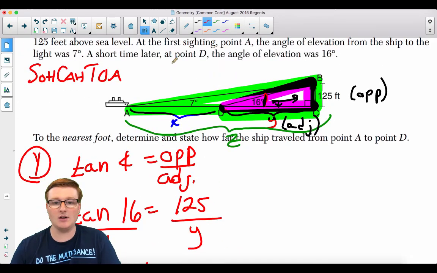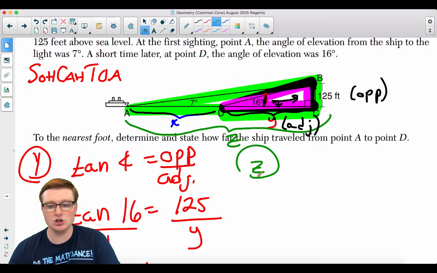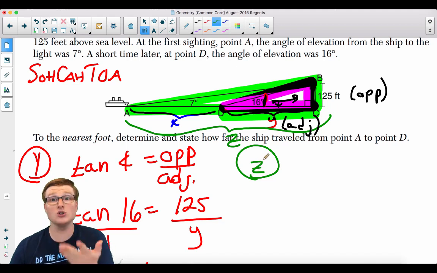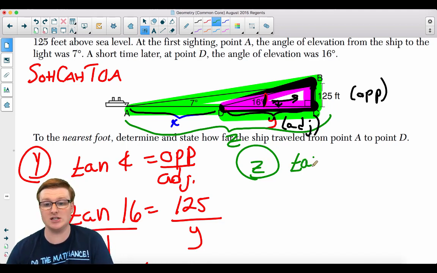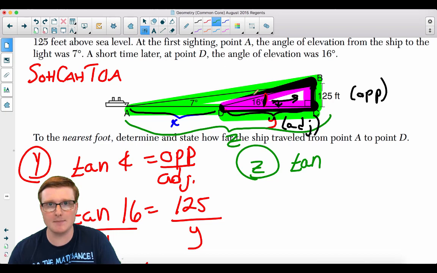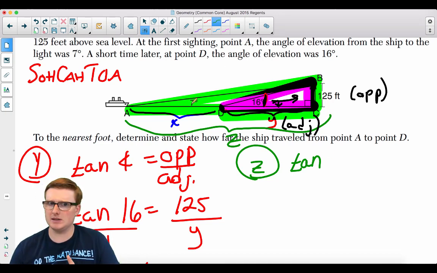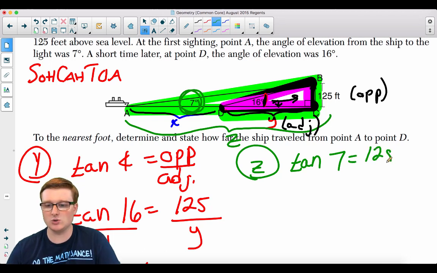Now, to calculate the distance of Z, you're doing the exact same thing. You're also using tangent. This is a double tangency question. The minute you start seeing triangles overlapping, it's a tangent question. But it changed a little bit this time. We're now using the 7 degrees because we're now in the bigger triangle, the green triangle. So you have the tan of 7 is equal to the opposite, which is 125, over the adjacent, which is Z. Okay, put that over 1 and solve.